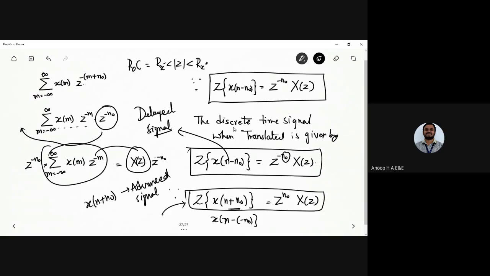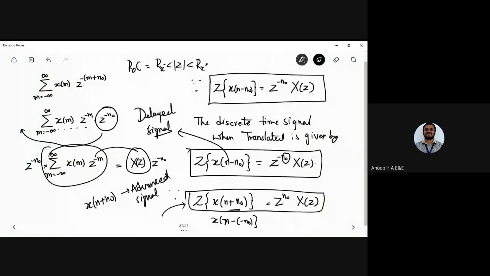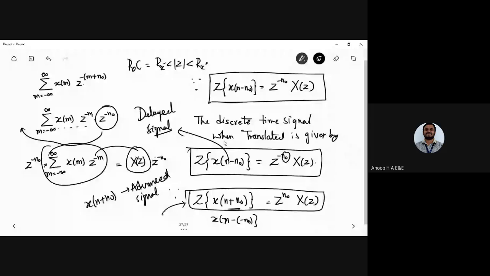Okay, so let's stop here. In the next class, we'll come across the multiplication of exponential signal and the convolution property, and certain sinusoidal sequences and useful signals will be dealt with in the next class. Meanwhile, let me stop the class here, and we can have our discussion in the next class.